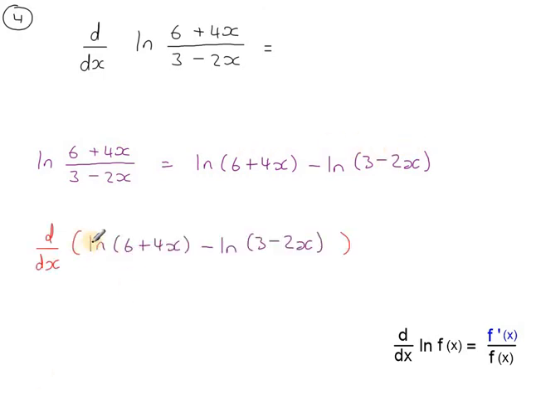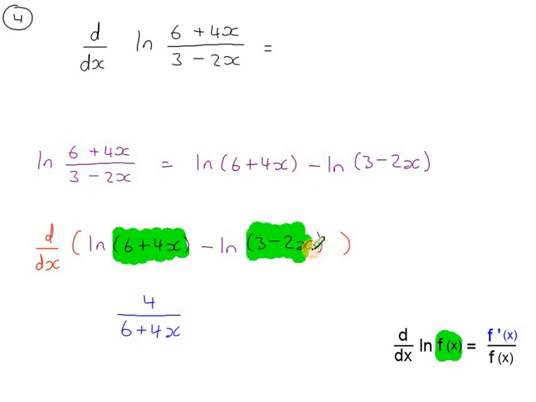So differentiating my first log term here, the f of x will be the 6 plus 4x, so that will go into the denominator. I differentiate my function of x here, the constant gives nothing, the 4x gives 4, so that's now done. Moving on to my second log term, this time my f of x is 3 minus 2x, so that will go into the denominator. I differentiate 3, it gives me 0, differentiate minus 2x, I get minus 2.